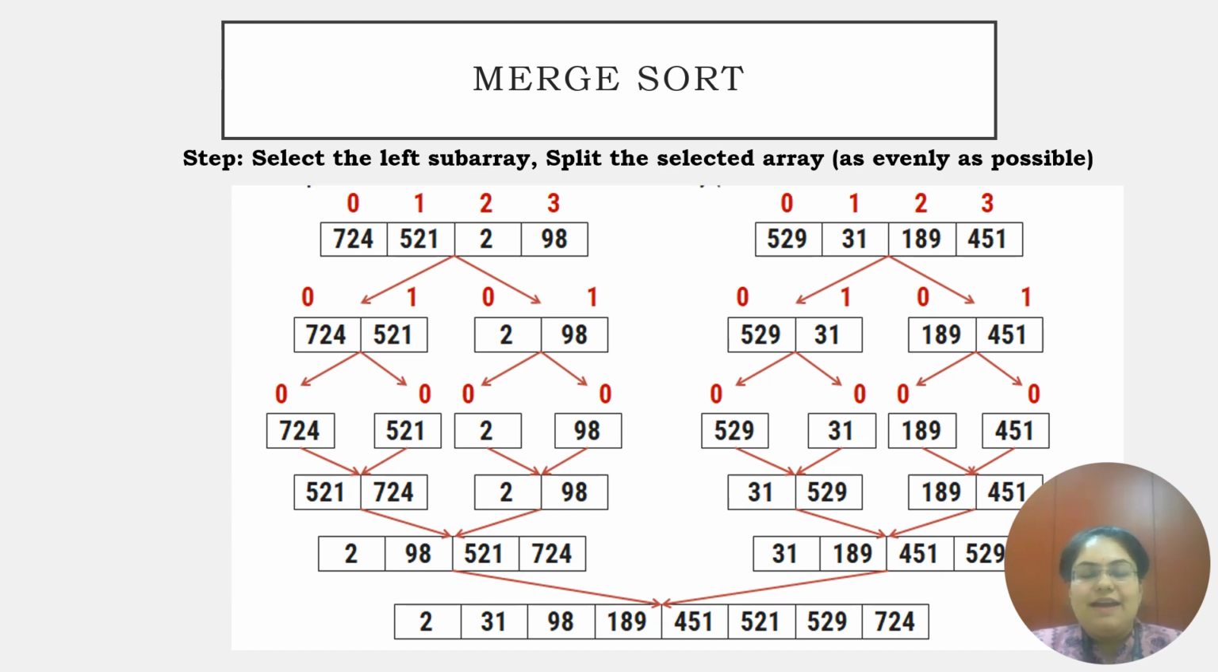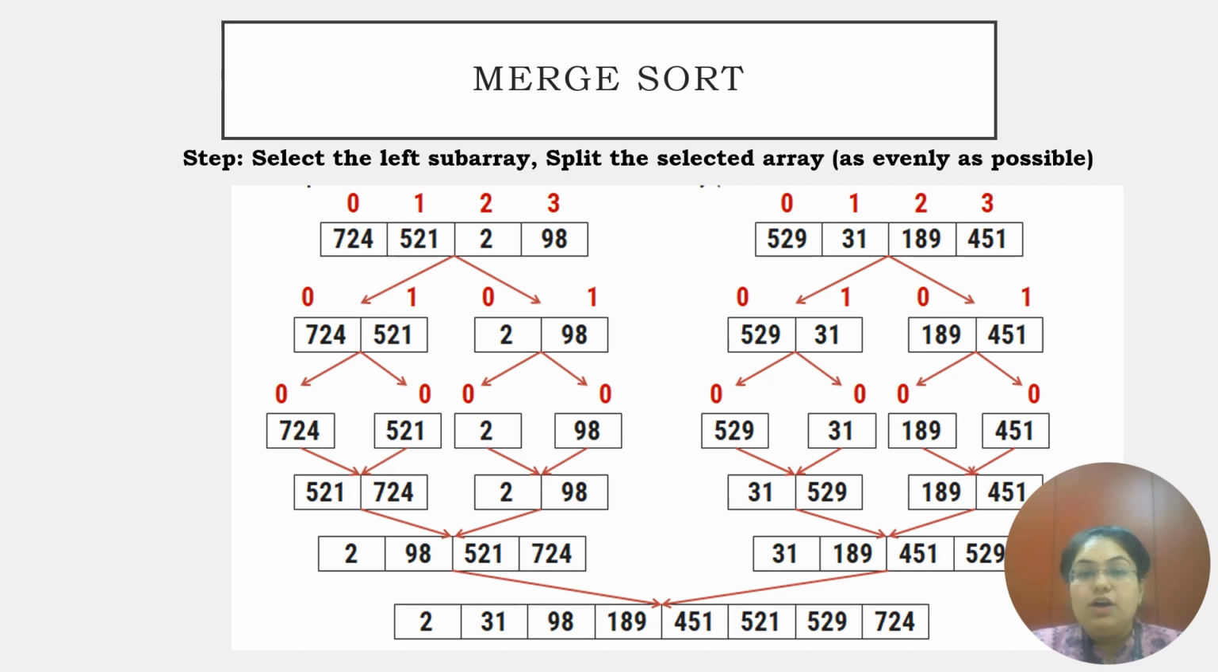Starting from the left hand side, we are dividing 724, 521, 2 and 98 into two different portions. After that, a similar thing happens with the two-element arrays. We are dividing these elements into single-element arrays. So we have 724 as an individual sub array, and 521, 2 and 98. These are our individual sub arrays.